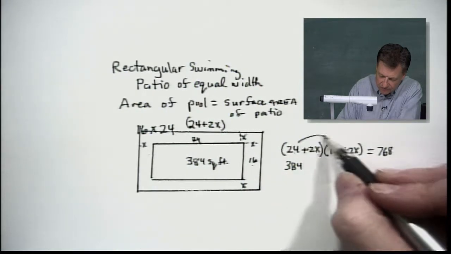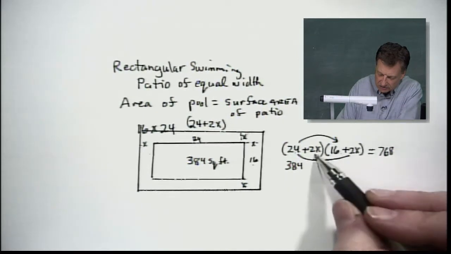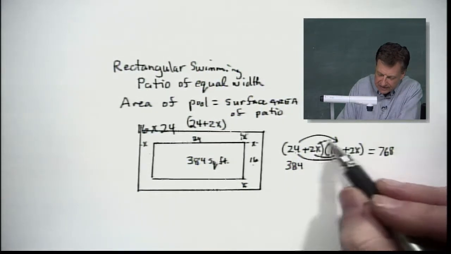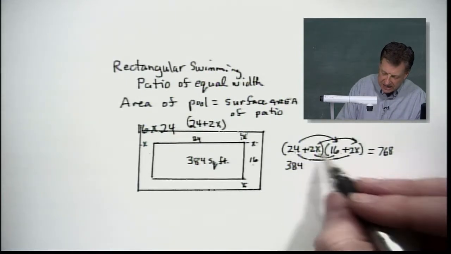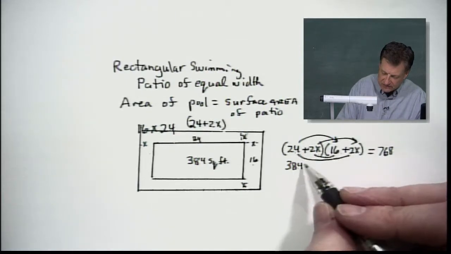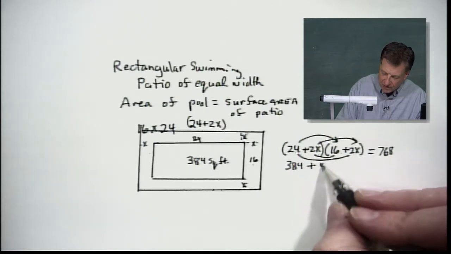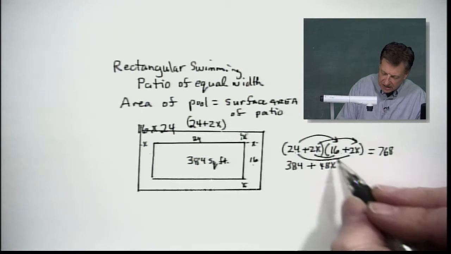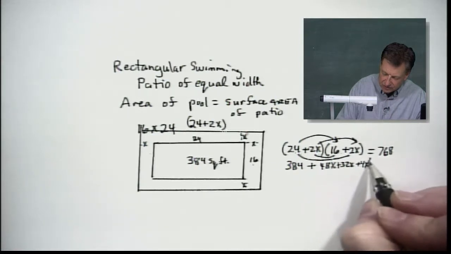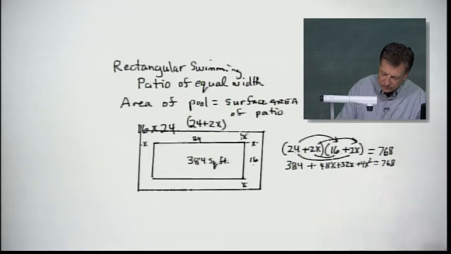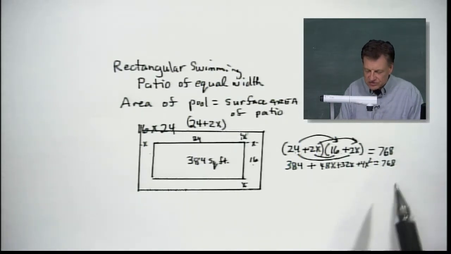In other words, I'm going to go first, follow where I'm going, outer, inner, and then last. So what's going to happen here, with the first, I've got this 384. In the outer, I've got 48x. Inner, I've got 32x. And I've got 4x squared equaling 768. Now we're going to need to set this thing equal to 0.